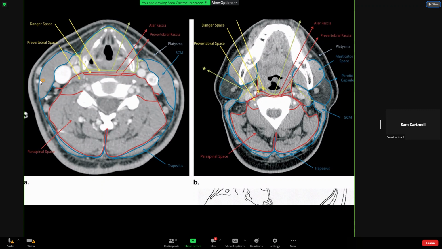The superficial layer, not surprisingly, in the infrahyoid neck invests the SCM and then comes around circumferentially. In the suprahyoid neck, this superficial layer is the layer that surrounds the parotid to make the parotid space, and it's going to surround the muscles of mastication here. Can you guys see my cursor, by the way? Hopefully you can.